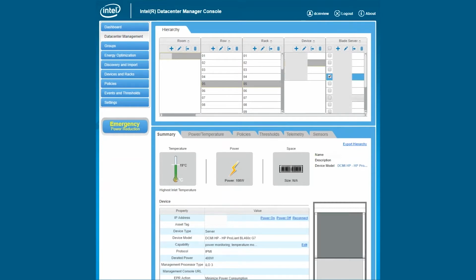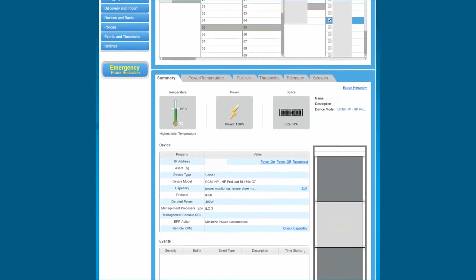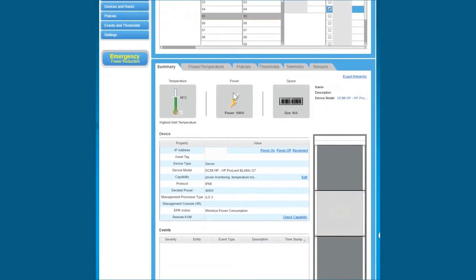And you can see that with this server, the real-time power consumption of this device is 108 watts, and the real-time temperature that this device is sensing in the front panel is actually 19 degrees. We're also pulling the information from the device regarding its asset tag and the model of the device. And this is the most granular point of data that we're collecting with Intel DCM.